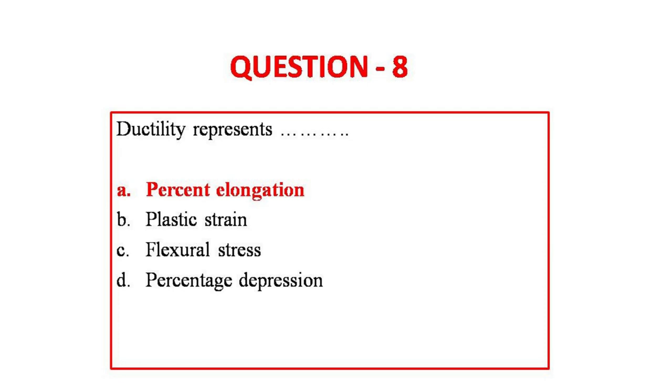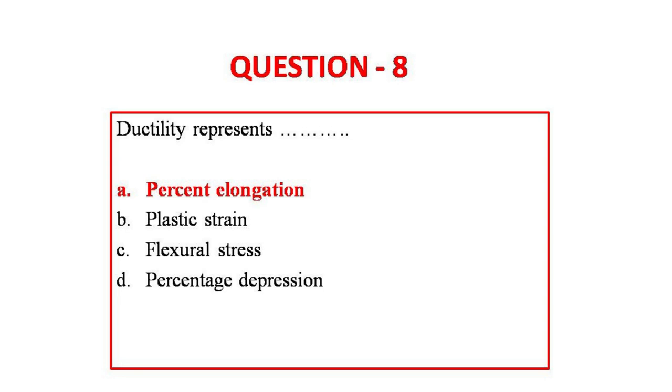So if you see, the ductile materials show a large amount of plastic deformation under tensile stresses. Usually, the deformation in ductile materials, that is the increase in length of the material, is measured in terms of percent elongation.